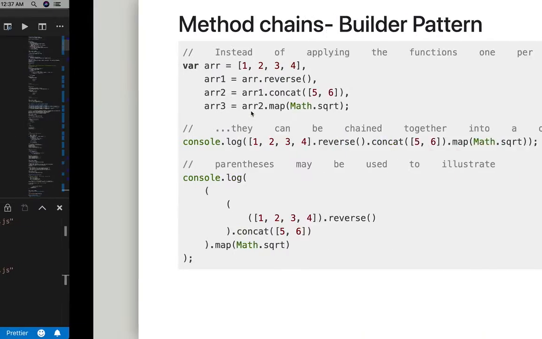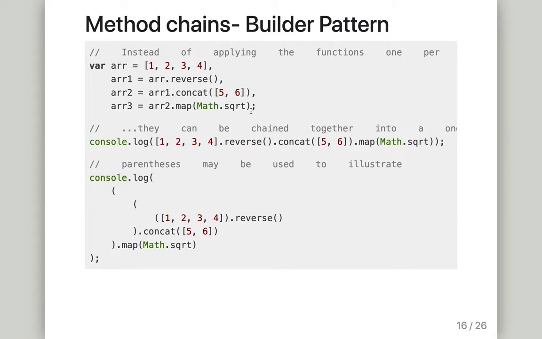Let's talk about method chaining. Method chaining is one of the key features of functional programming. It helps you chain functions, so it's easier to do multiple things in just a simple line. In this code I have one array where I'm reversing the array, then concatenating 5 and 6 to the reversed array, and after that doing math, the square root of all those numbers.